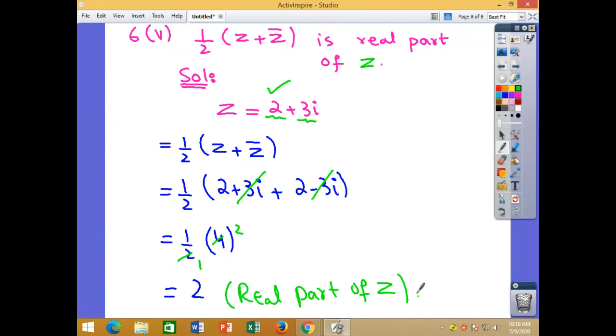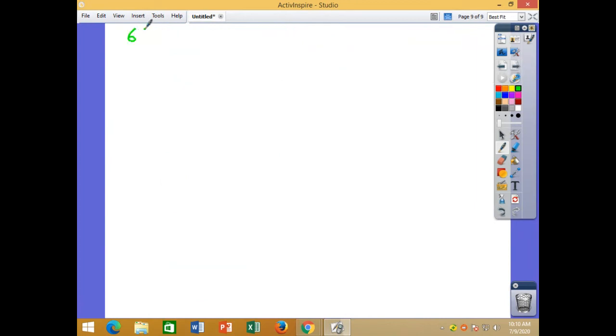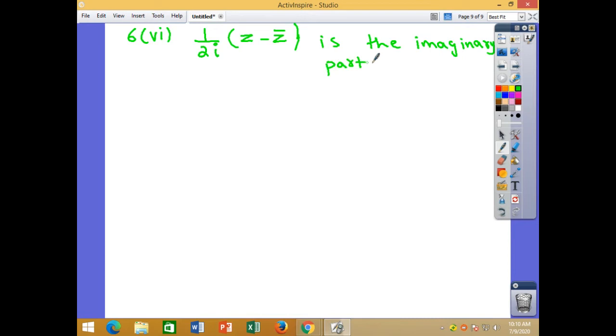Now we move on to the next part, question number 6, part number 6. In part number 6, we are to show that 1 by 2 iota (z minus z conjugate) is the imaginary part of z. The imaginary part of z is 3. We are to solve this for the answer 3.